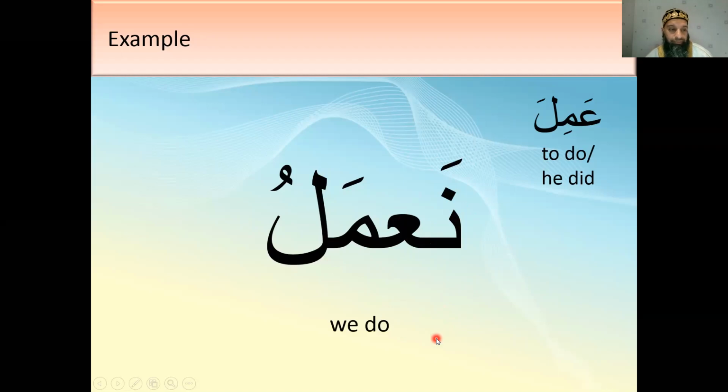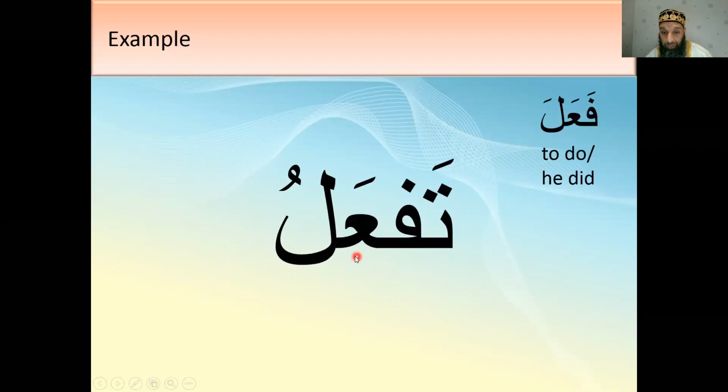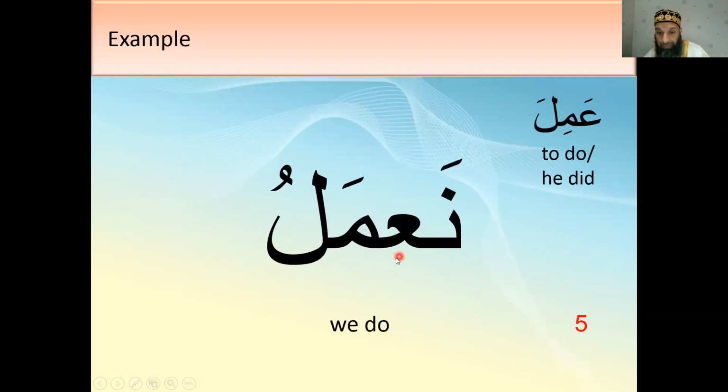We are doing... Yep. This particular word might come 5 times, but this pattern, the noon, how many times does that come? Lots.